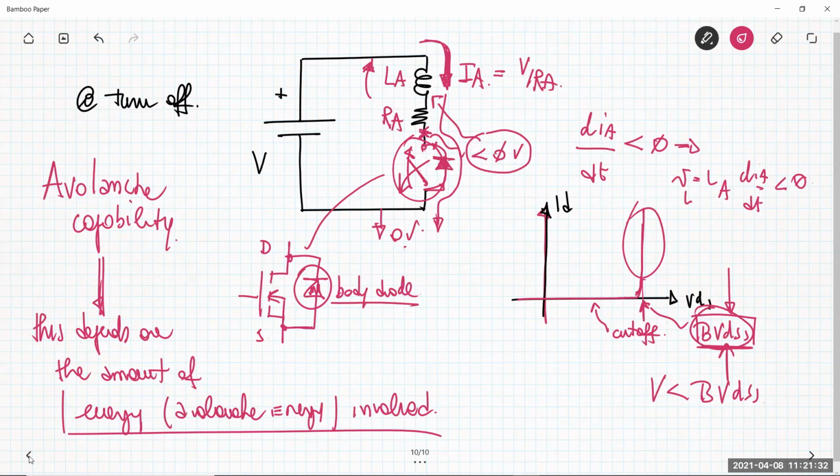So the next step, and we will do this next week, is to compute the amount of energy of this transition and to understand which are the parameters that we can play on in order to reduce the amount of energy and to use this MOSFET exactly in this way in the breakdown operating region for the turn off. Okay?